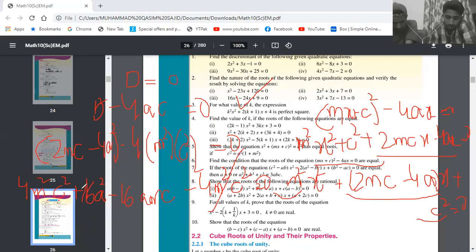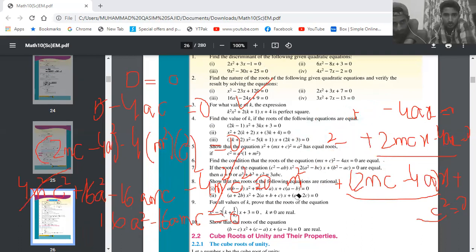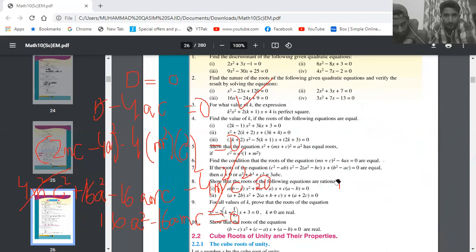So this value will be cancelled out from this, and it must be equal to 16a square minus 16amc equals 0. Now, this is basically the simplified equation. For simplification, we have to take common factors and make the simplest equation for our given equation.